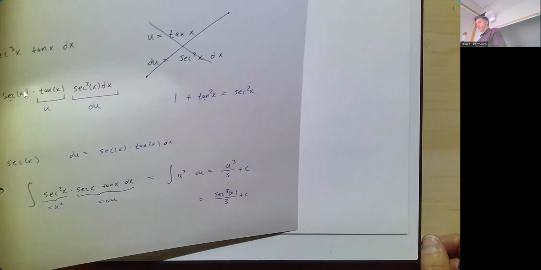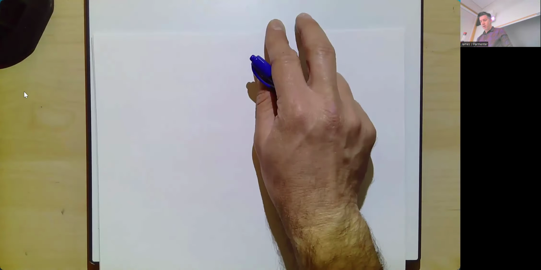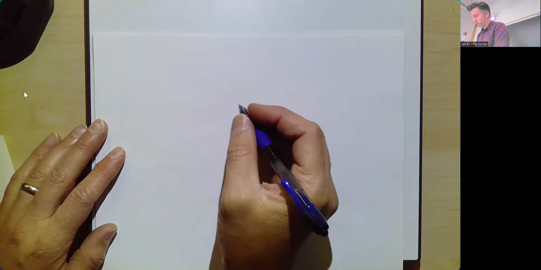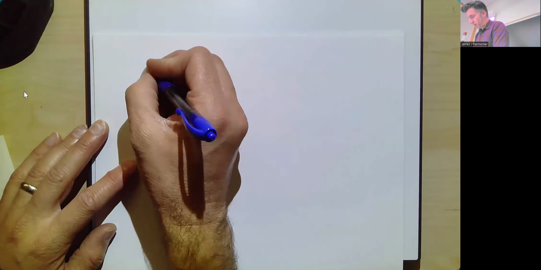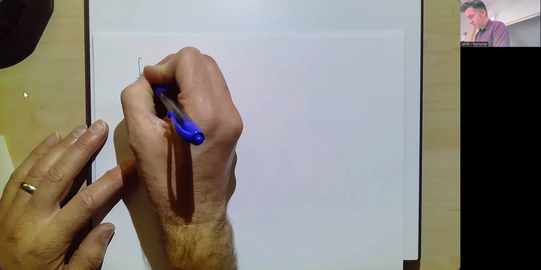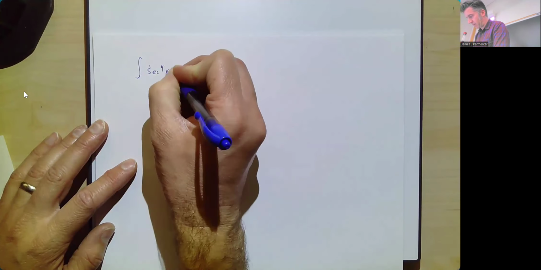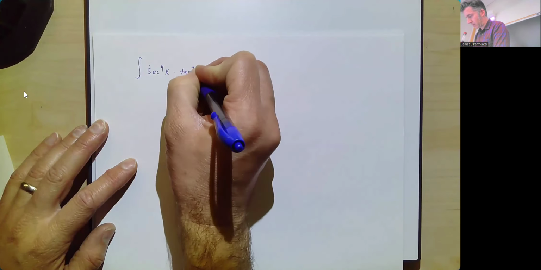Sorry, I'm trying to make it so we have to work a little bit harder here. Let's say we have the integral of, I want all even powers. Let's say we have the integral of secant to the 4th x times tangent squared x dx.